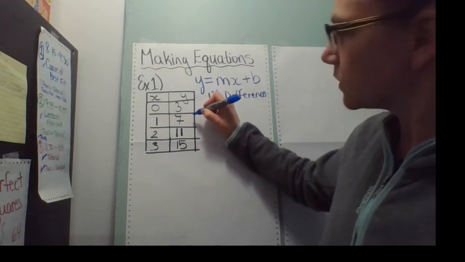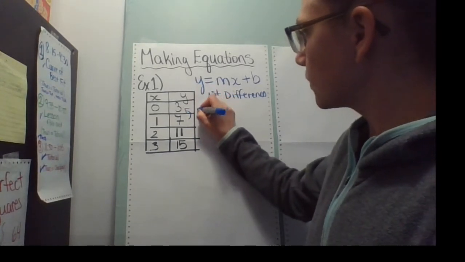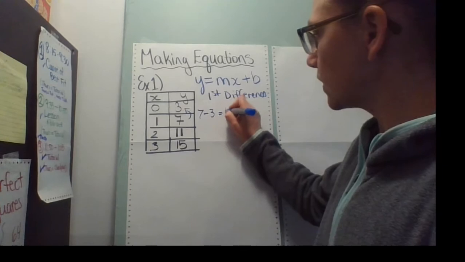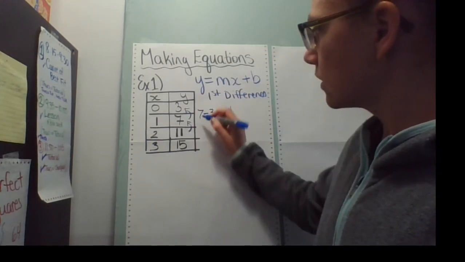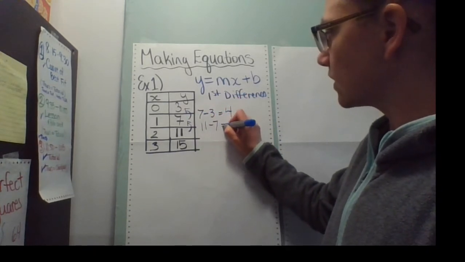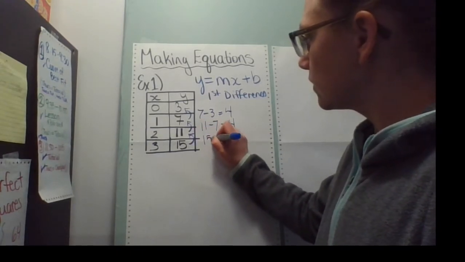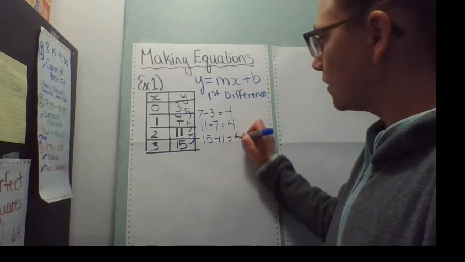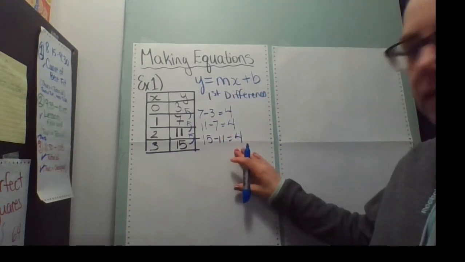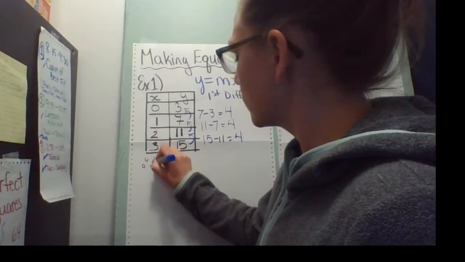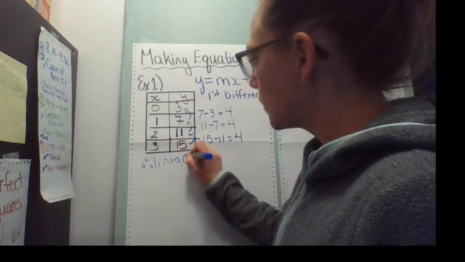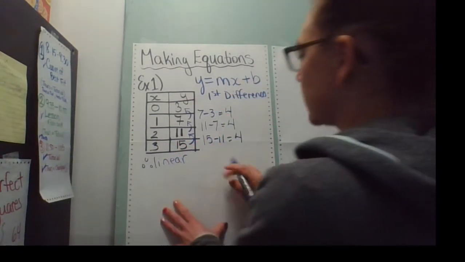So remember, that's where we subtract the bottom number from the one above it. 7 minus 3 gives me 4. 11 minus 7 gives me 4. And 15 minus 11 gives me 4. So I know it's linear because my first differences were all the same.